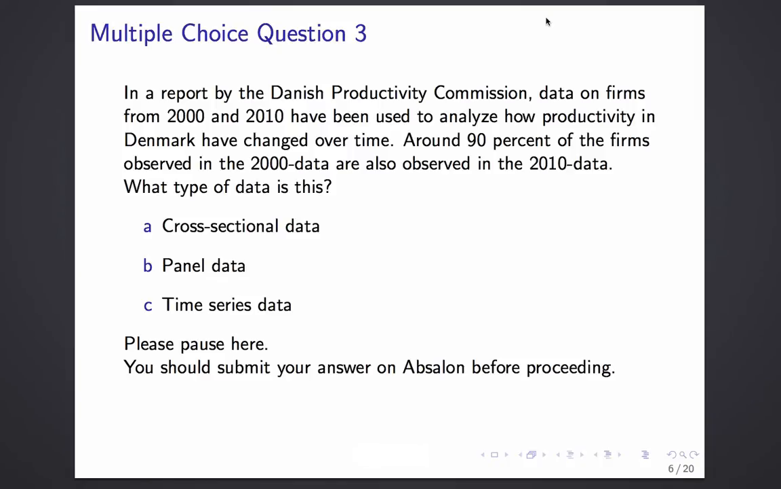In a report by the Danish Productivity Commission, data on firms from 2000 and 2010 have been used to analyze how productivity in Denmark has changed over time. Around 90% of the firms observed in the 2000 data are also observed in the 2010 data. What type of data is this? A. Cross-sectional data. B. Panel data. Or C. Time series data.